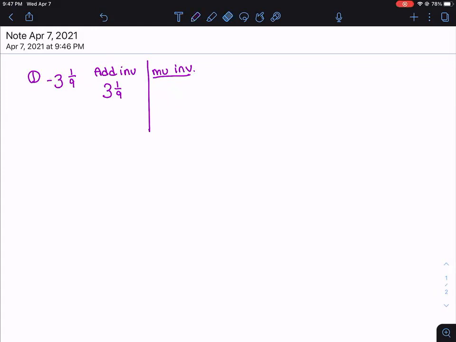Sorry, what did I do here? Oh yeah, here we go. 9 times 3 is 27, plus 1 is 28/9. So that's the original number in improper form. And the multiplicative inverse means to just take the reciprocal. So this is the additive inverse. This is the multiplicative inverse. The answer was choice D.